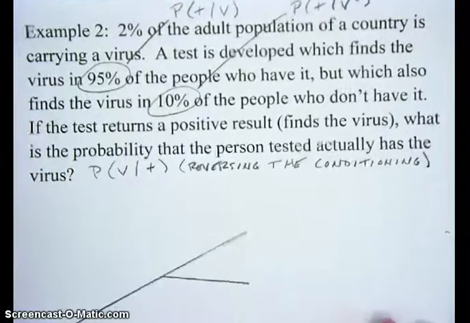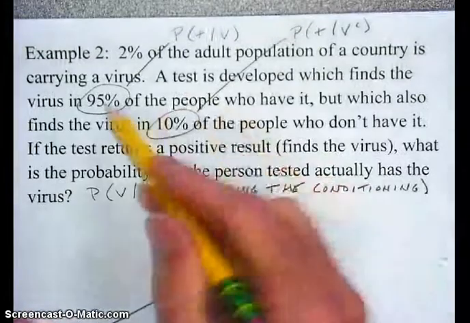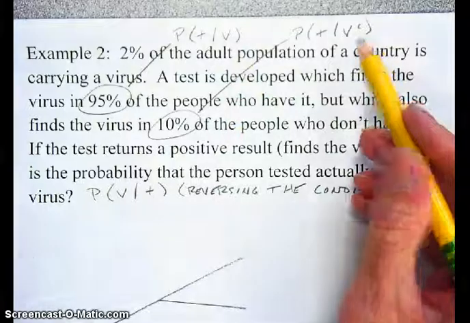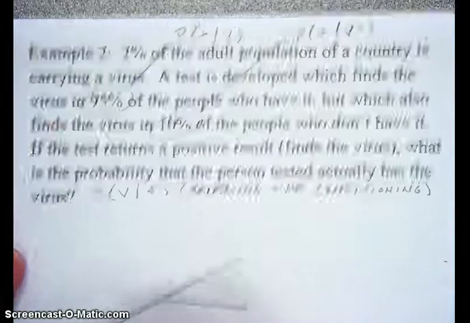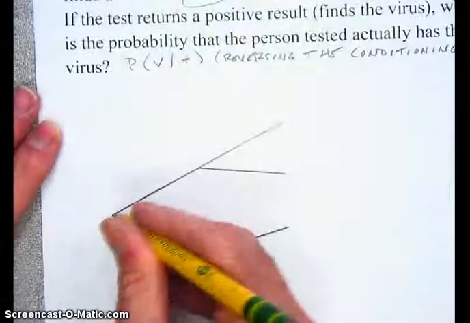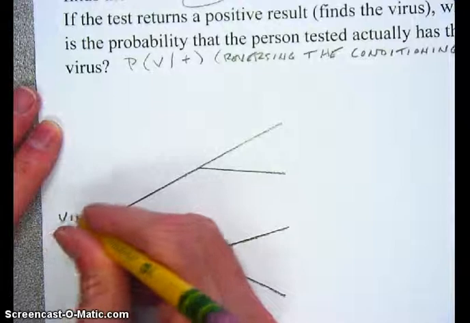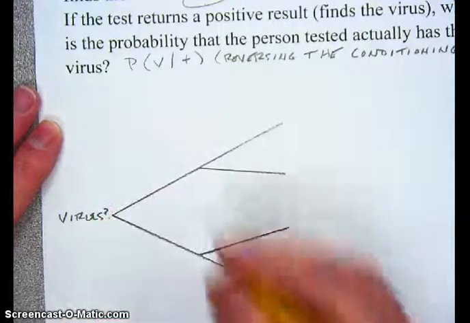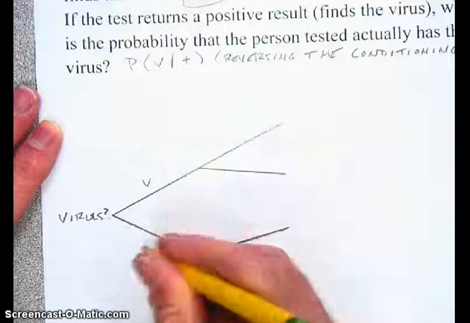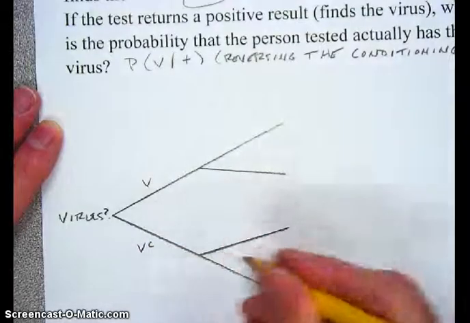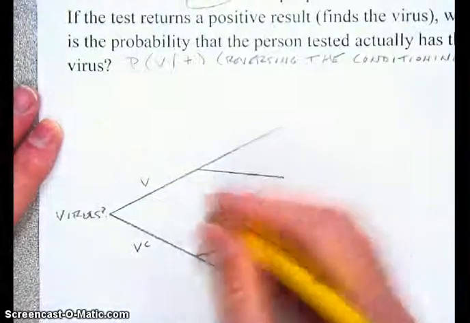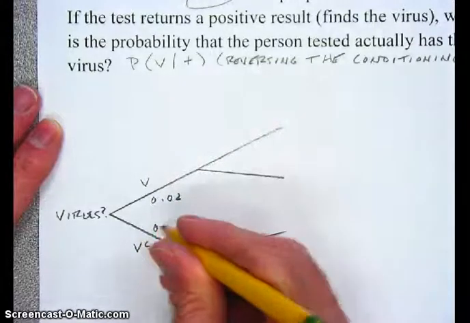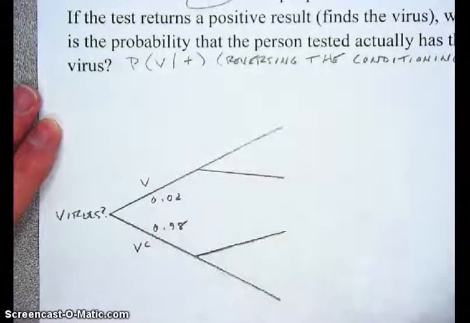Now here's our tree diagram down here. Since we're given these conditional probabilities based on whether somebody has the virus or doesn't have the virus, having the virus comes first in here. So at this node right here, the question is, does somebody have the virus? And somebody might have the virus or they might not. And we know these probabilities, 2% of the population has the virus, so this probability would be 0.02. The probability that somebody does not have the virus would be 0.98.